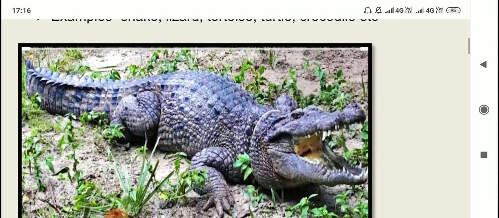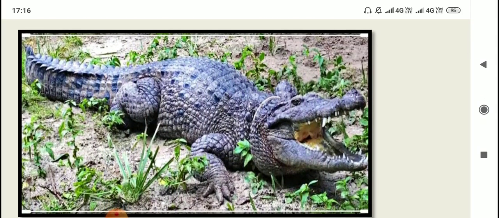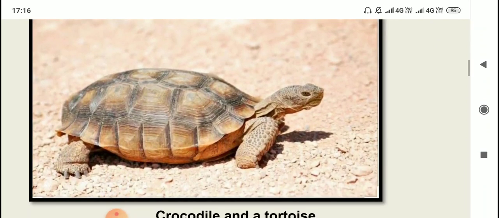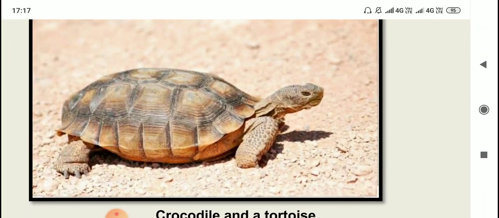See children, this is a crocodile and you can see that the skin is very dry, covered with scales, teeth present, and it is a tetrapod. You can see all 4 limbs. Next is a tortoise, an exception because teeth are absent.